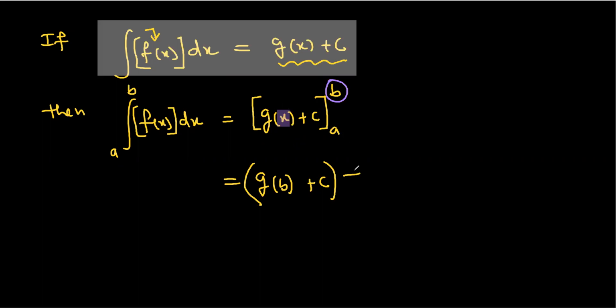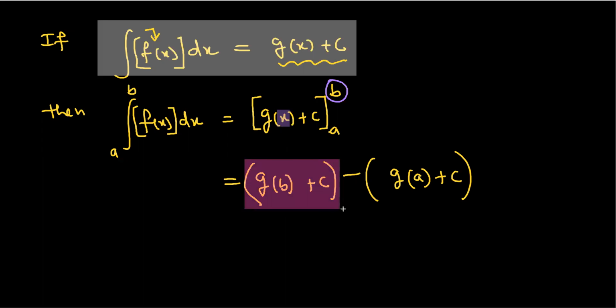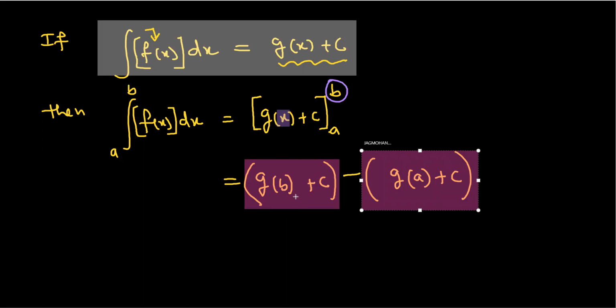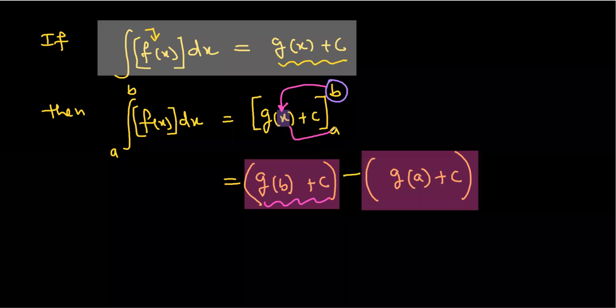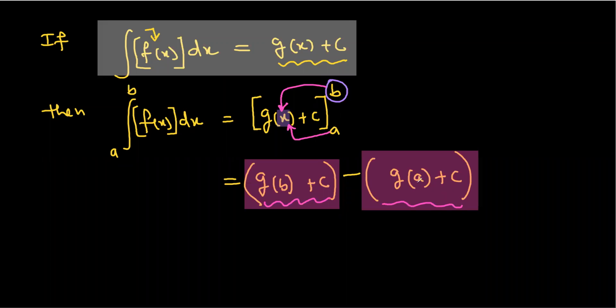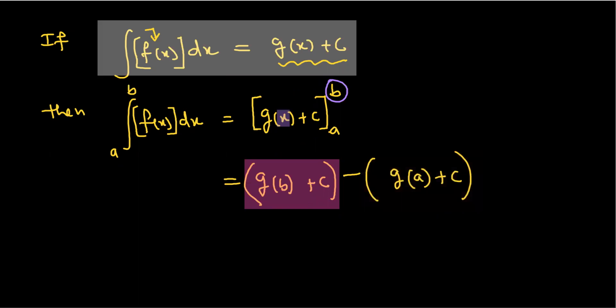Then you will subtract the expression which you get after you substitute a in place of x. First you substituted b in place of x. Now you substitute a, so you will get g of a plus c. So what exactly do you have here? You have the difference of two numbers. The first number you got when you substituted x as the upper limit. The second expression you got when you replaced x by the lower limit. This step we call upper limit minus lower limit.